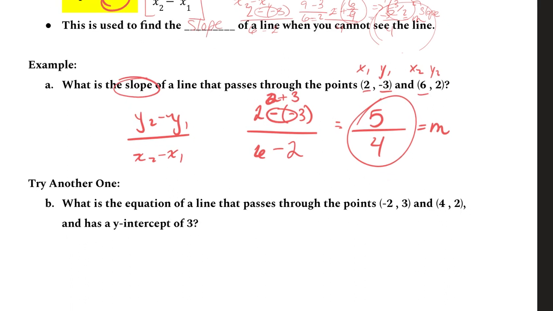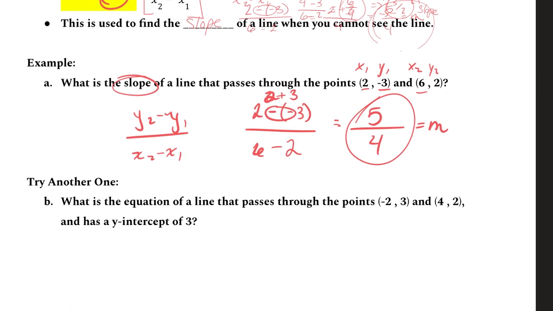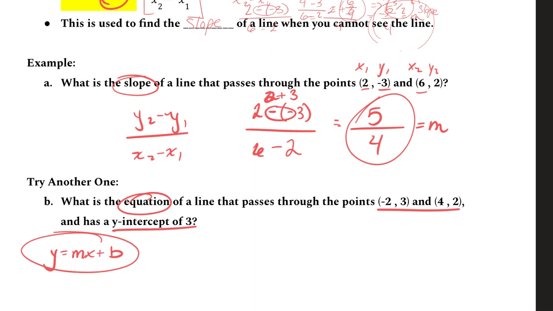This one says, instead of what is the slope, what is the equation of a line. Remember, the equation is asking for y equals mx plus b, so we're going to write in that form. It wants to know the equation of a line that passes through these 2 points and has a y-intercept of 3. You can write the equation of a line as long as you have 2 things: the slope, which is what m stands for, and a y-intercept. That's why it's asking to write the equation, because we can use the slope formula to find the slope, and then we have the y-intercept right here.